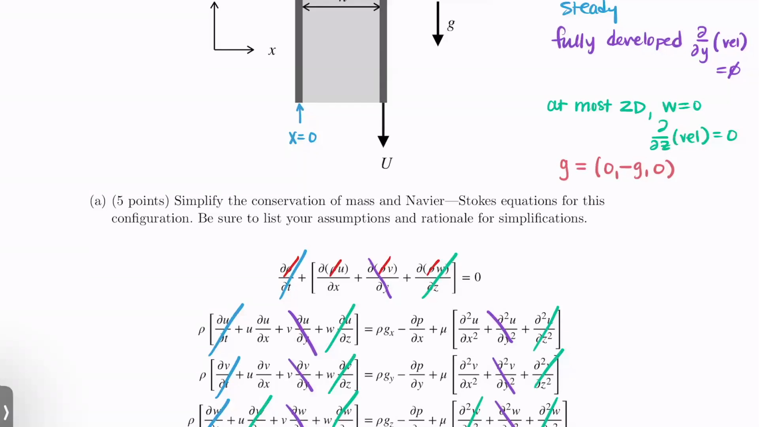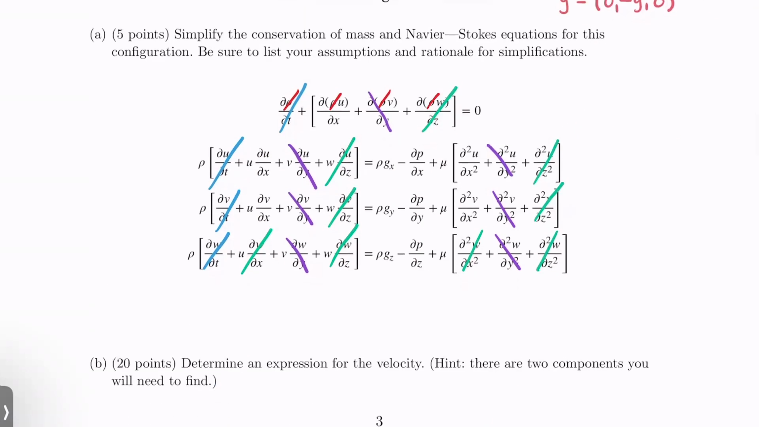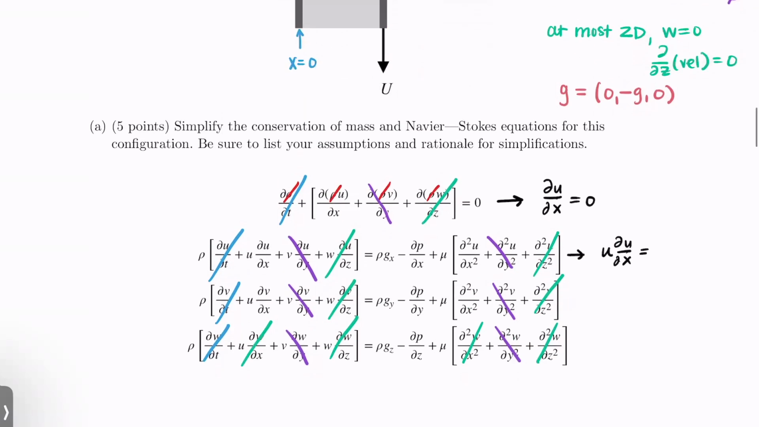Okay. All right, so let's write down our simplified equations here. So this one has become partial u partial x is equal to 0. This one has become u partial x is equal to, oh, wait, let me deal with gravity. Sorry. So I don't have a component for gravity in x or z, so I'm going to get rid of these terms too.